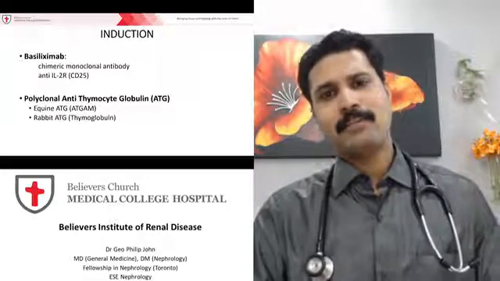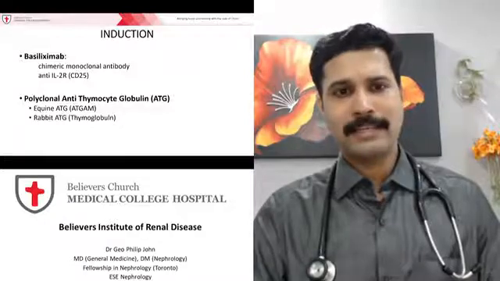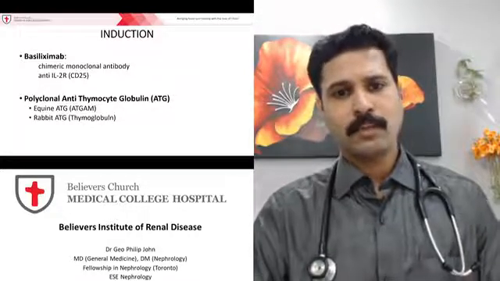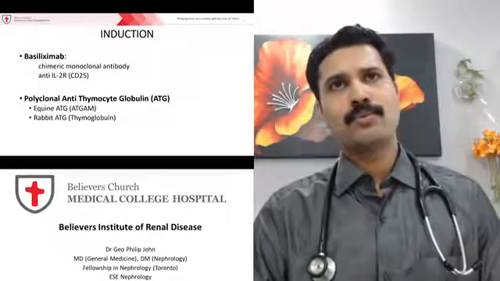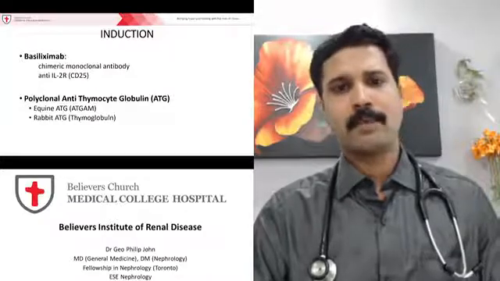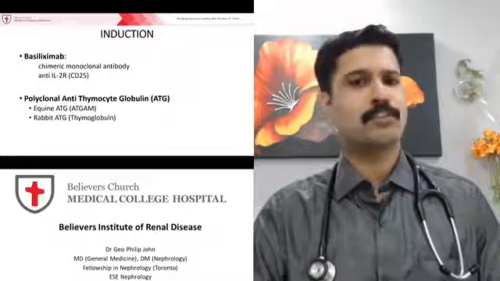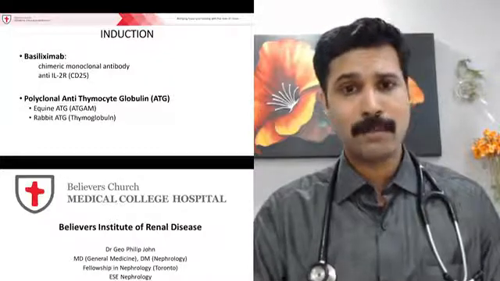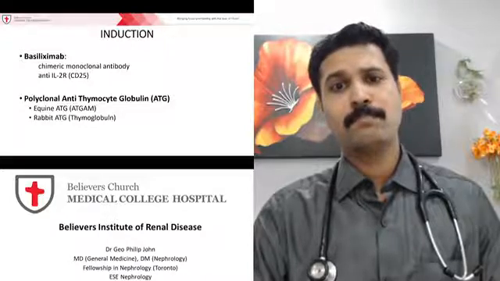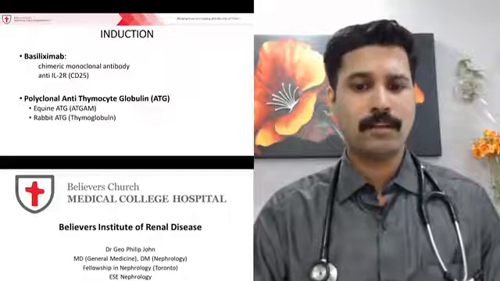Polyclonal antithymocyte globulin or ATG has two types. One is equine ATG or ATGAM, and the second one is rabbit ATG or thymoglobulin. This is used especially for patients with high immunological risk, like patients with high PRA or donor-specific antibodies, or patients with 5 to 6 HLA mismatch, or patients with previous multiple renal transplants, or the previous renal transplant was lost due to an immunological cause.